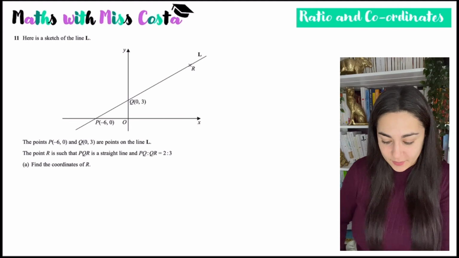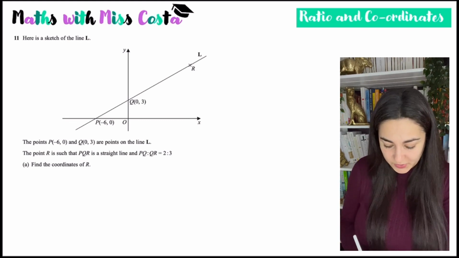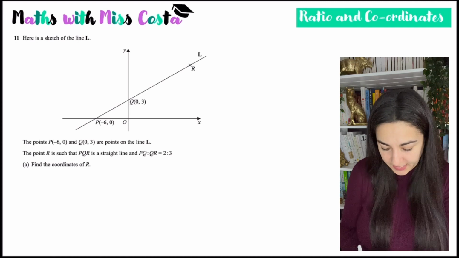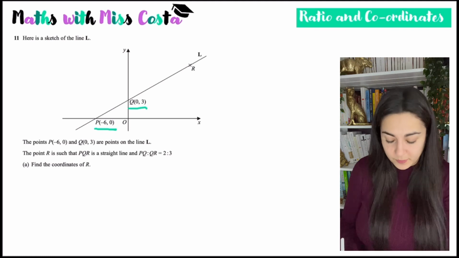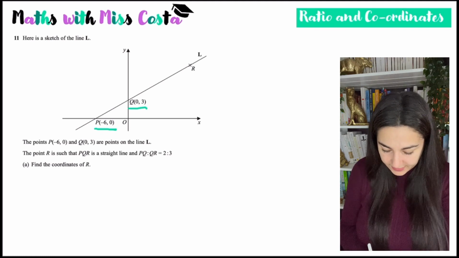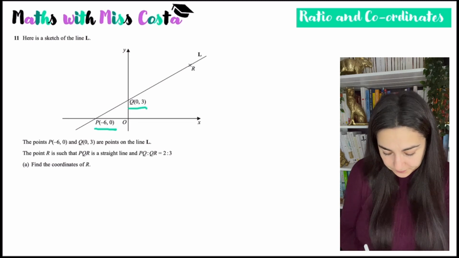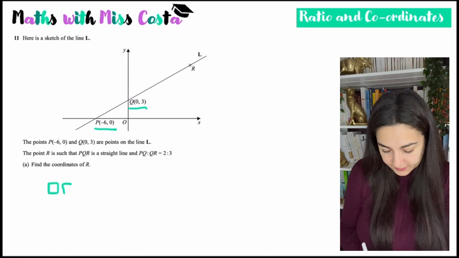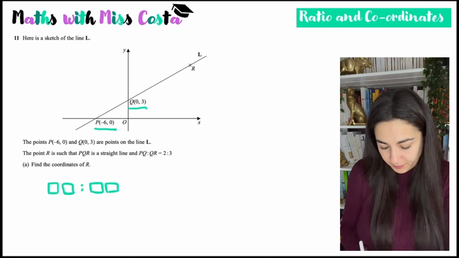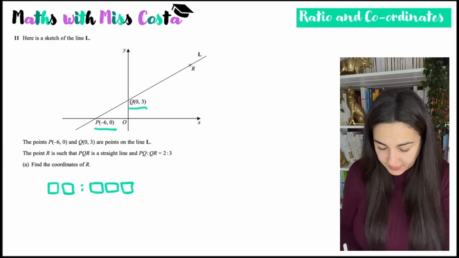Okay, so over here we've got a sketch of a line graph, and we've been told some points. So we've been told that P is -6, 0, Q is 0, 3, and they're all on the point on the line L. Now the point R is such that PQR, the line PQR is a straight line, and PQ to QR is 2 to 3. So 2 parts to 3 parts. Okay, so PQ is worth 2 parts.